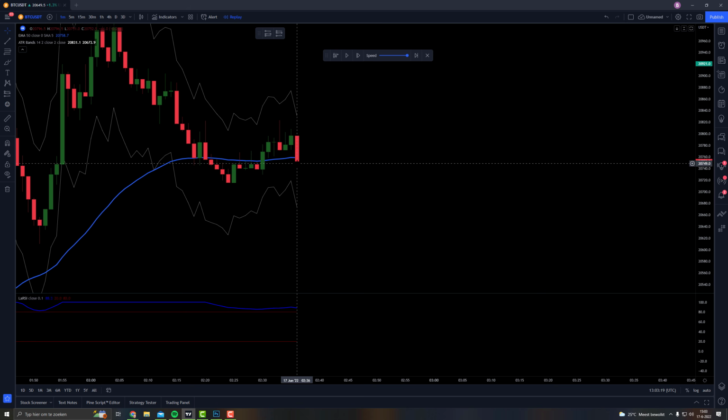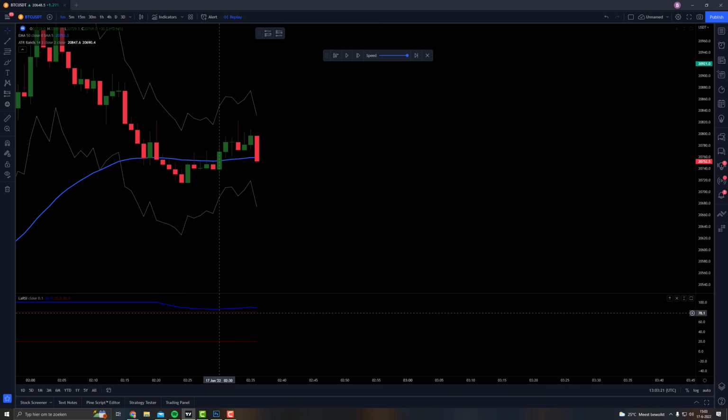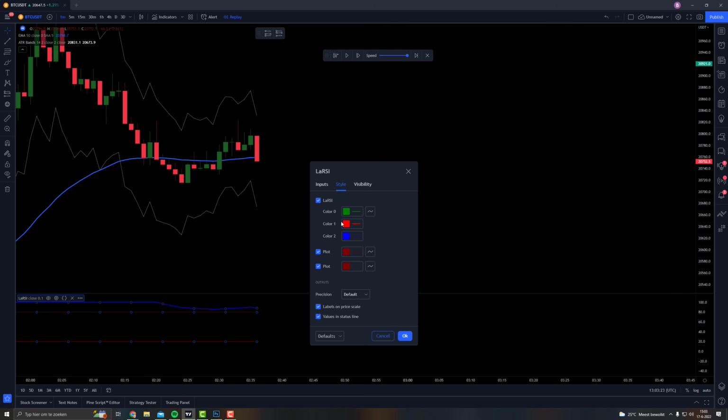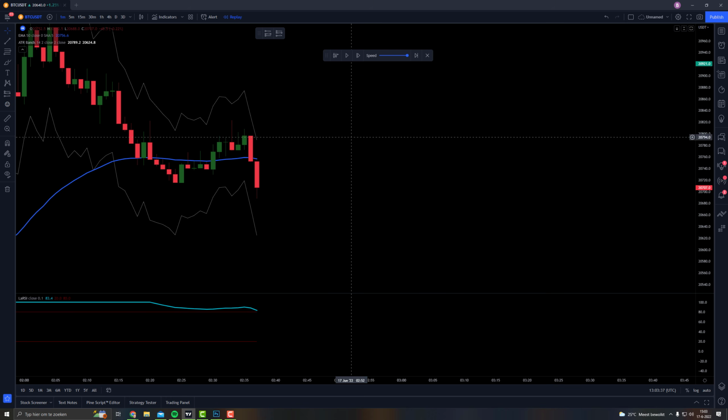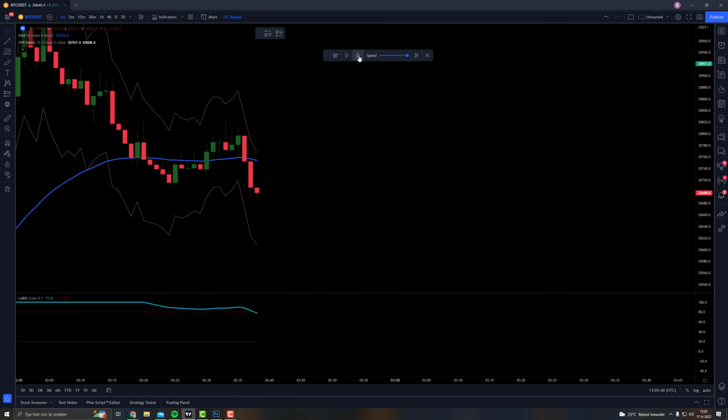The price goes underneath the 50 EMA and the blue line. Can I make it a bit more clear? Like that. The blue line is above the 80 level, so when it crosses underneath the 80 level, then we have a short signal. So when does it close underneath it? Right there.